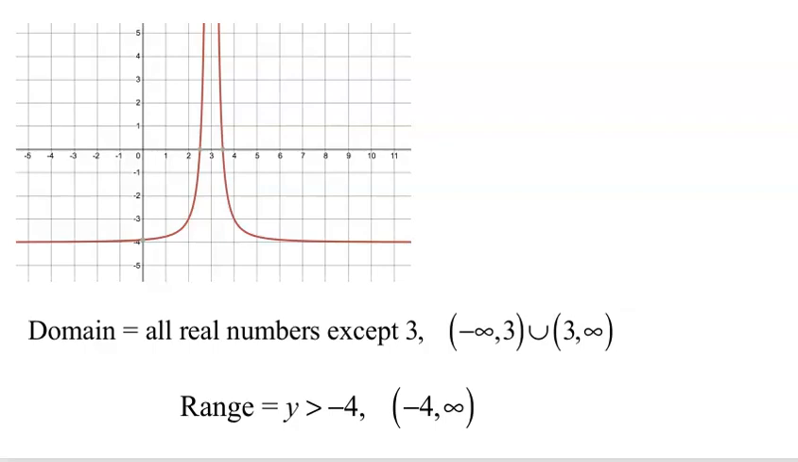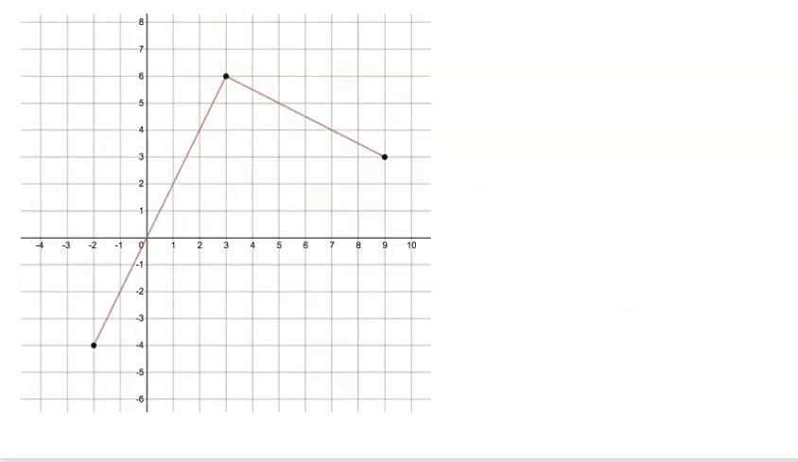Our next graph does not have arrows on the end. This one we thought it extends in this direction forever, and in this direction forever, these two directions forever. This next example begins and ends. I have the dots there to clarify that. We have to ask ourselves, what's the domain, what's the range? What are all of my possible x values?